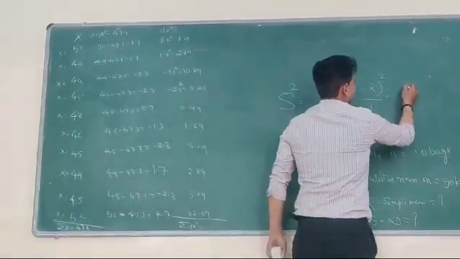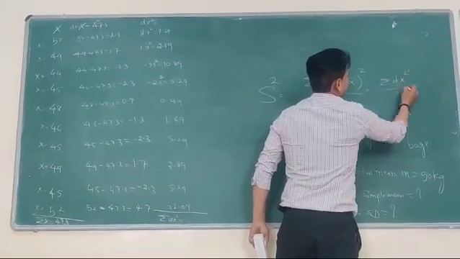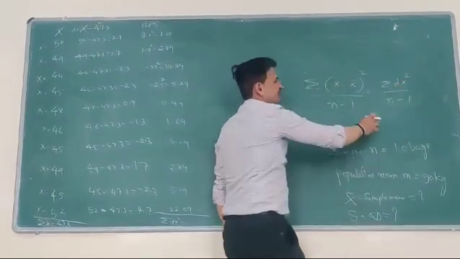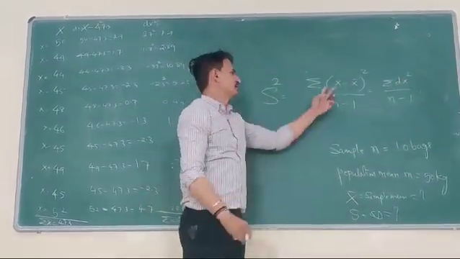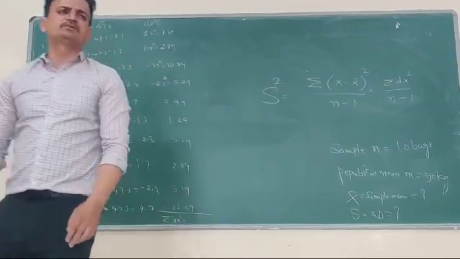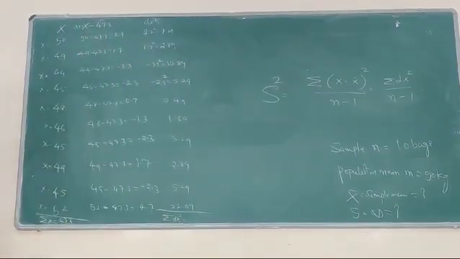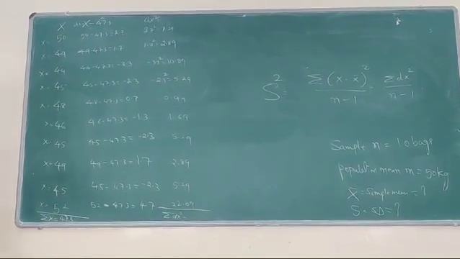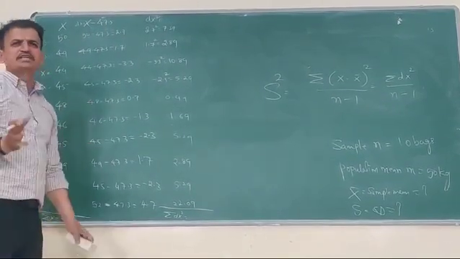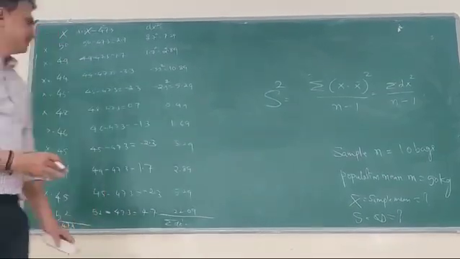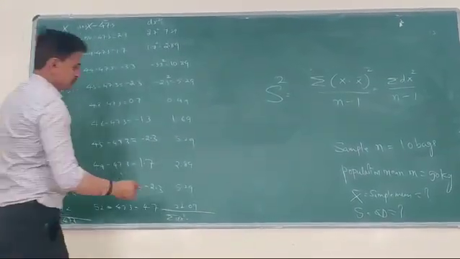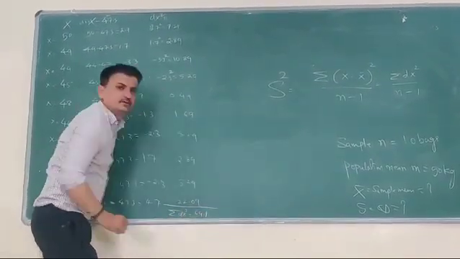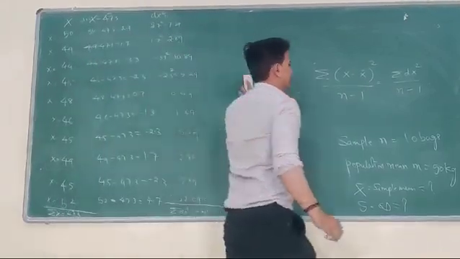So this is nothing but summation of dx square divided by n minus 1. dx square, or you can write it as x minus x bar also. There is no problem. So what is dx? x minus x bar. From the second module we know that dx means the deviation of the x value from its mean. The sum is 64.1.